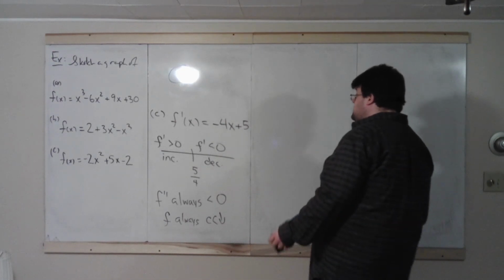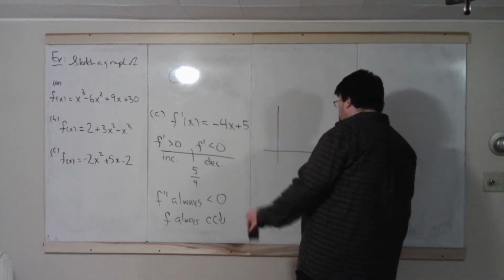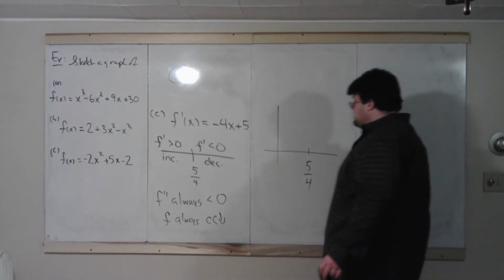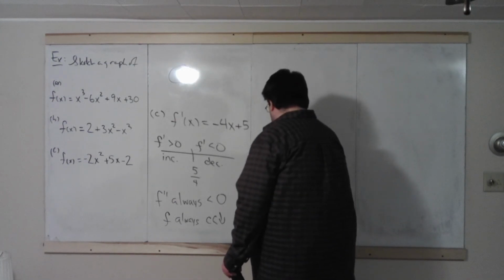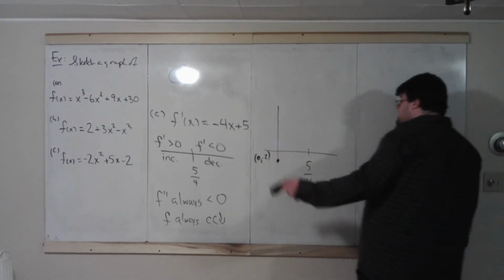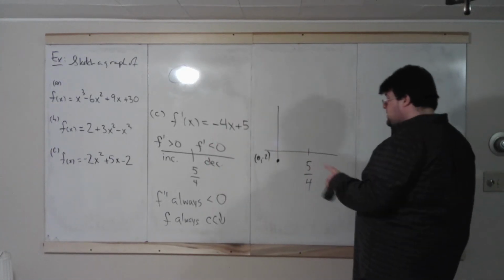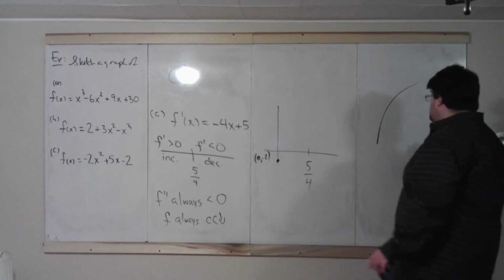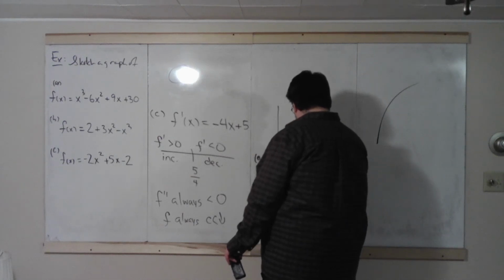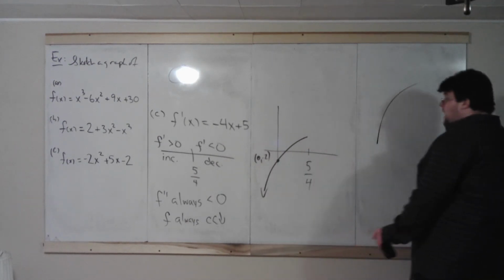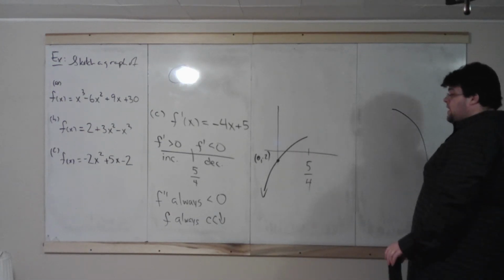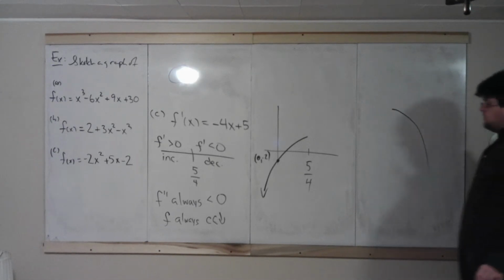So now we can piece this together. Here, our only relevant value is over at 5/4. Our y-intercept is down here at negative 2. And now we just need to piece together the result. On negative infinity to 5/4, increasing, concave down. That's increasing, that's concave down. Put one of those there, go through the y-intercept. On 5/4 to infinity, decreasing, concave up, or decreasing, concave down, one of those.